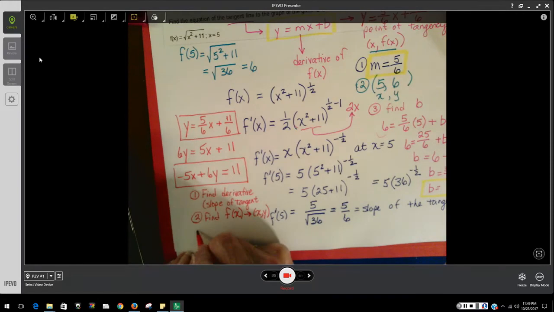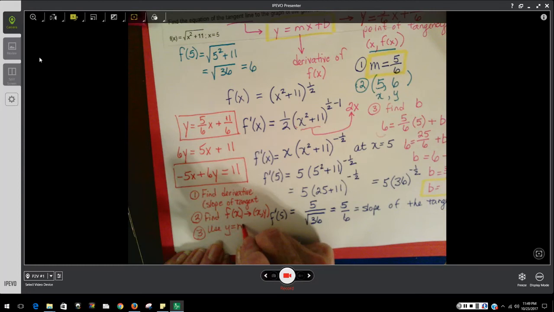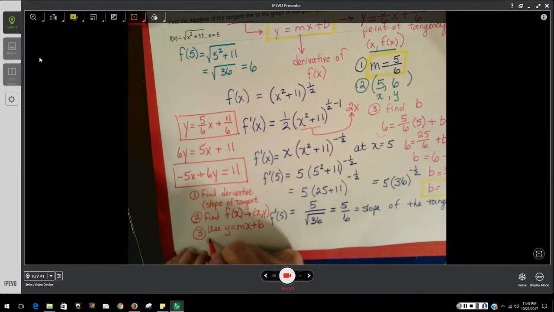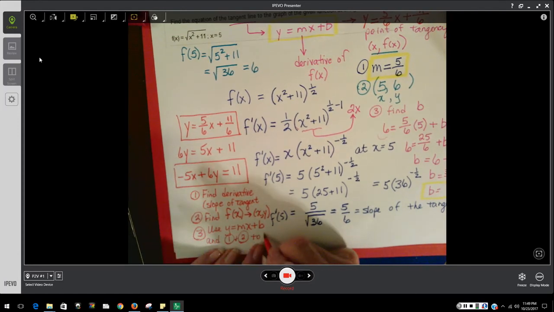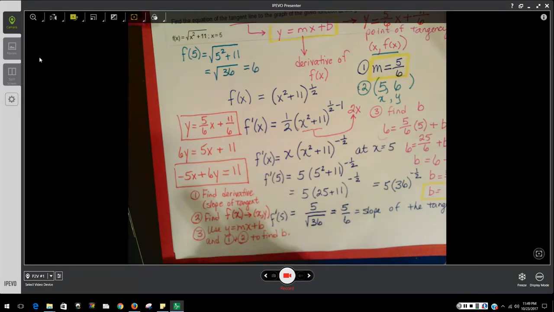And then step 3, use y equals mx plus b and the answers from 1 and 2 to find b. And once you find b, you have your equation.